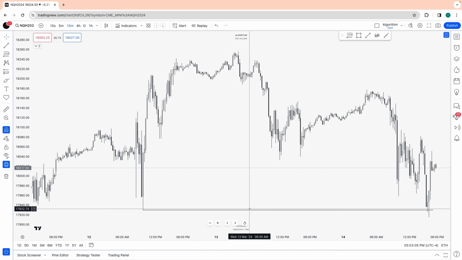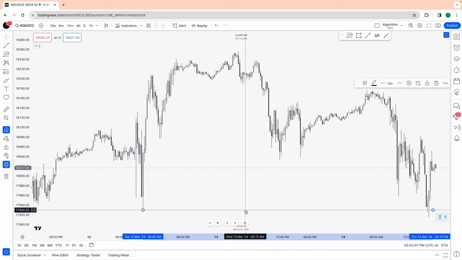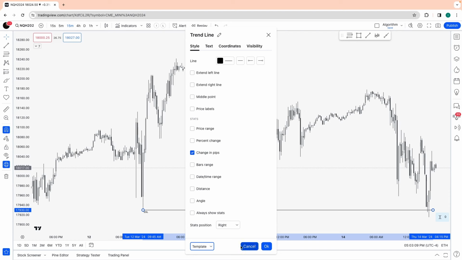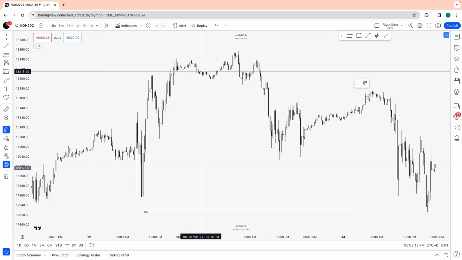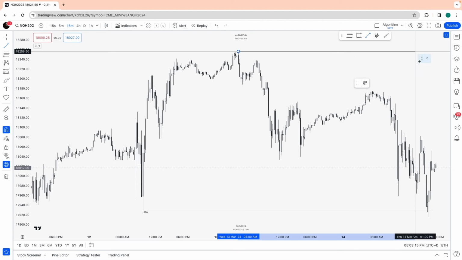So for example, here we can clearly see that we have sell side liquidity resting beneath old lows, which will always rest beneath old lows. And we have buy side liquidity here resting above old highs.